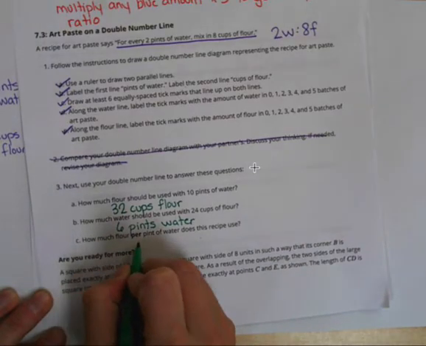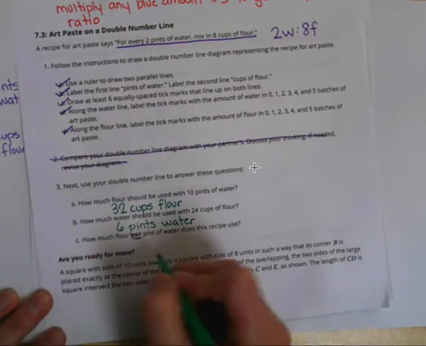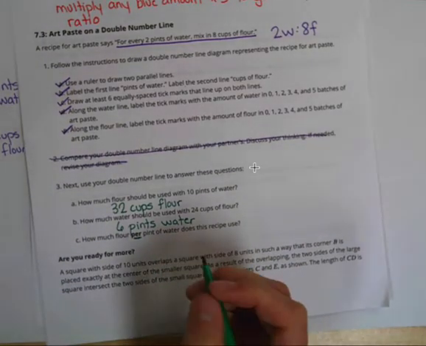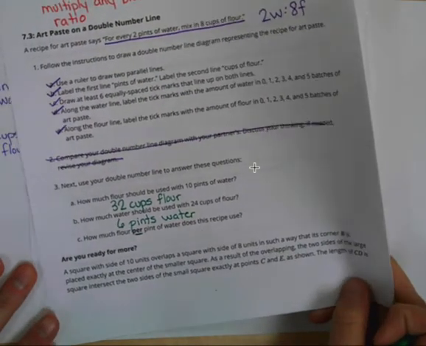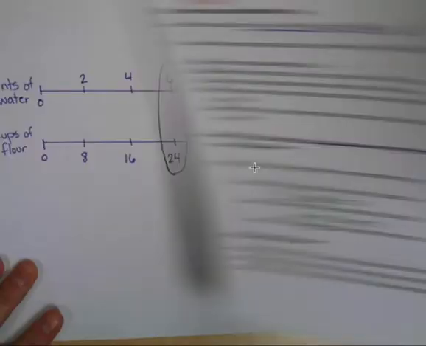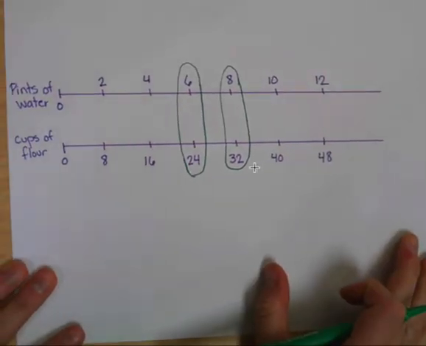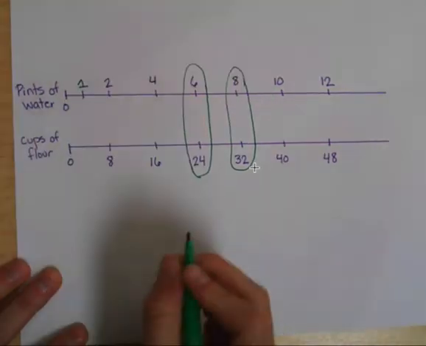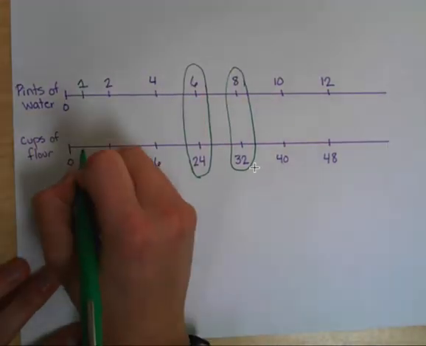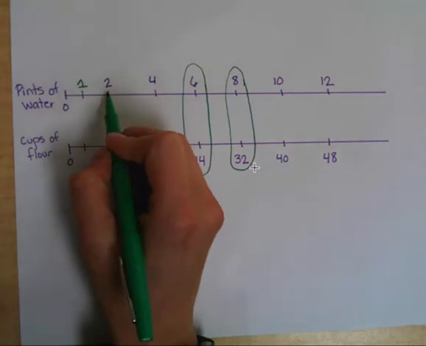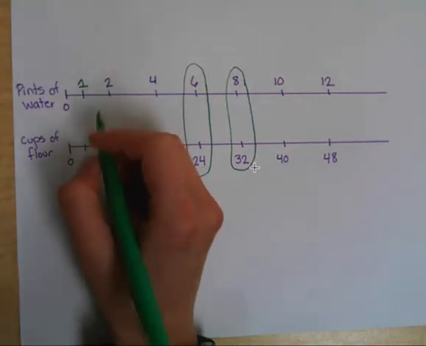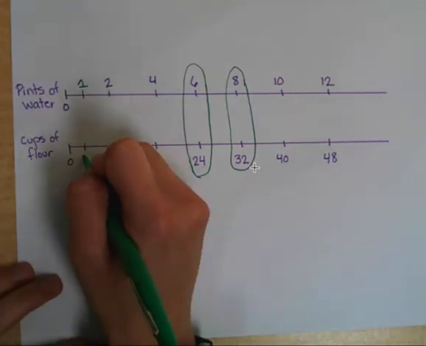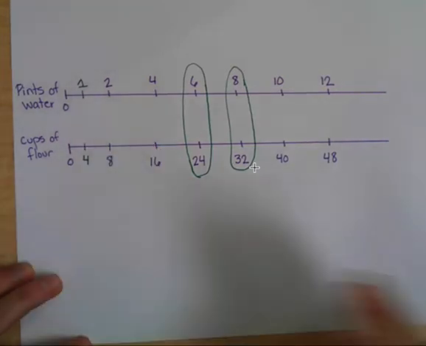How much flour per a pint? The word per means the amount for 1. So how much flour would be in 1 pint of water? So if we go back to our number line here, they want to know how much for 1 pint of water. So could we add in our own tick mark here? So since 1 is half of 2, we can take 8 divided by 2. So there would need to be 4 cups of flour for 1 pint of water.